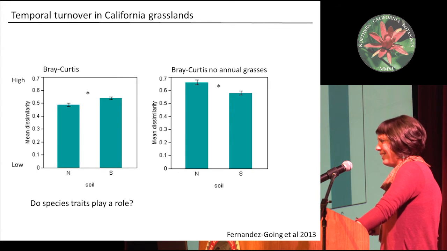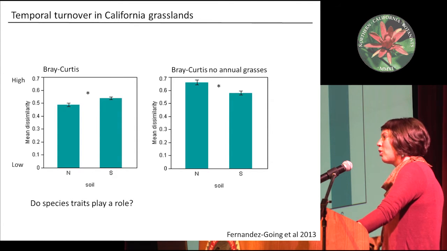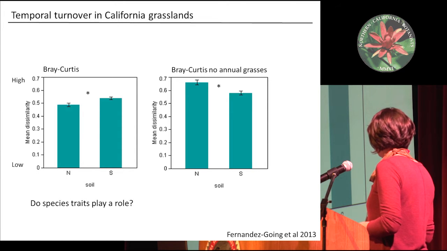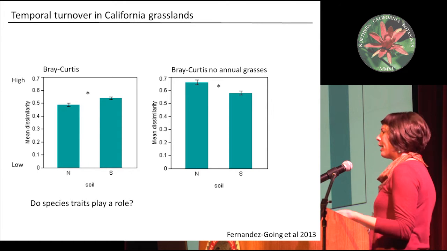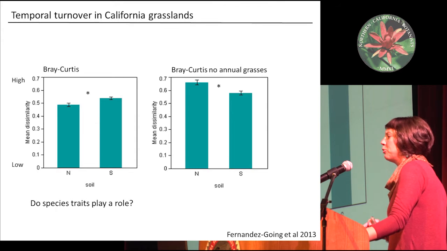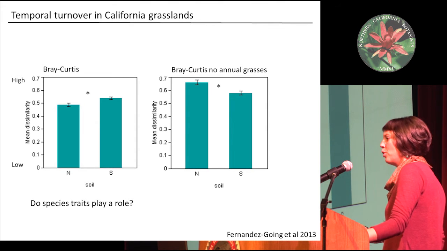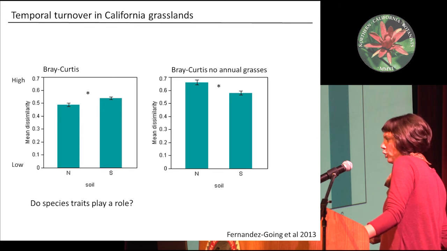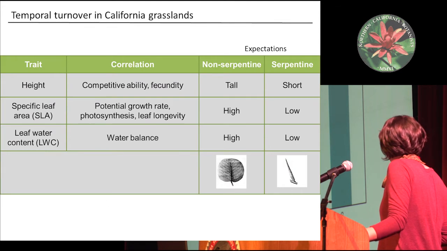But really, the native community changes less over time. The annual grasses do change quite a bit on serpentine. So, we're talking about a particular functional group that's really different from a lot of our native flora. So maybe it's species traits that are driving community resistance.